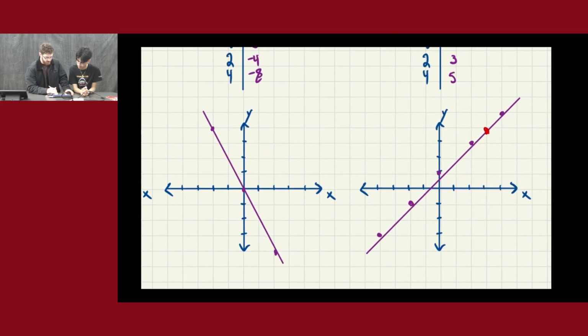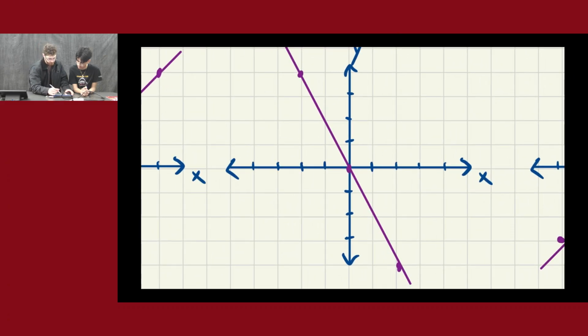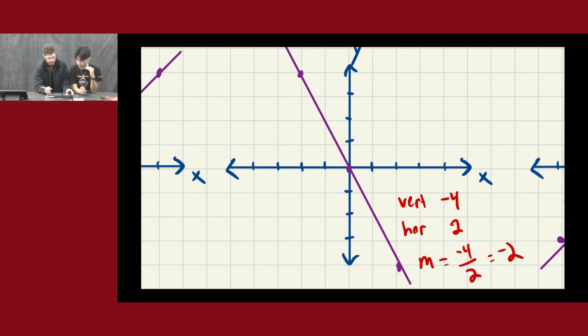And so in this case, let's go to this one. Rise is the change in the vertical component. So from this point to this point, you go 1, 2, 3, 4. You go down 4, and then horizontally you go over 2. So the vertical change is -4. The horizontal change is 2. So the slope, which we're calling m, is -4 over 2, which equals -2.